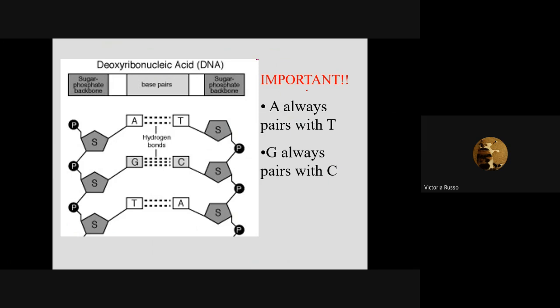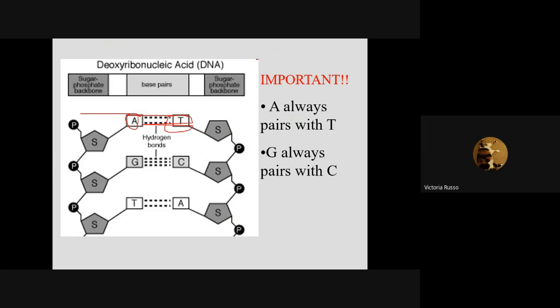So if you take a look at the pairing, once again, we have our phosphate sugar backbone, which it says right here. Each strand has a phosphate sugar backbone, and the nitrogen bases are in the middle. So this nitrogen base A, which stands for adenine, always pairs with T.